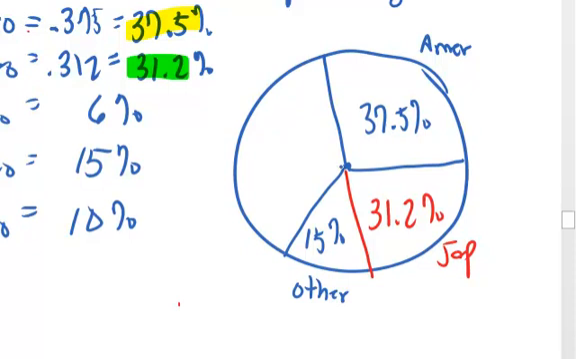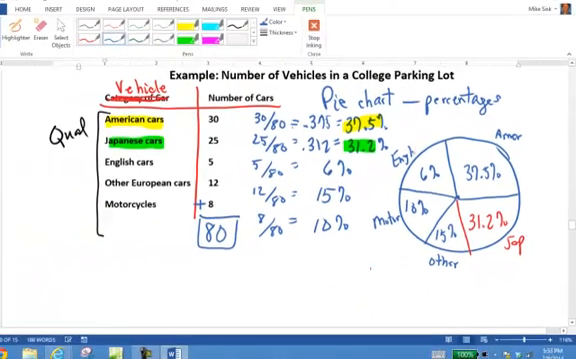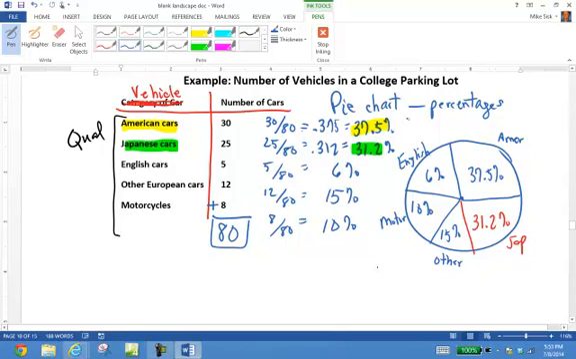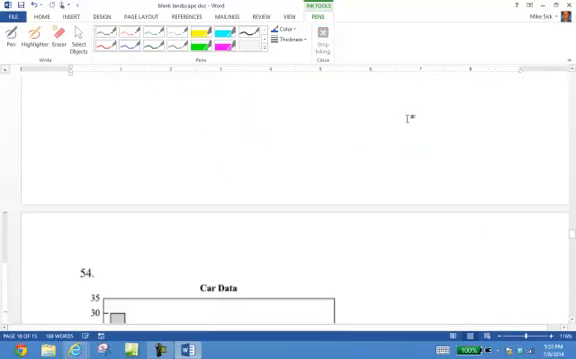I apologize for this, but just patronize me for right now. 10% is going to be for motorcycles. And I know this is a pitiful example, but it at least gives you an idea of how to get the chart. And the English cars will be 6%. What I'm going to do right here is show you this in a much nicer arrangement by flipping this page.